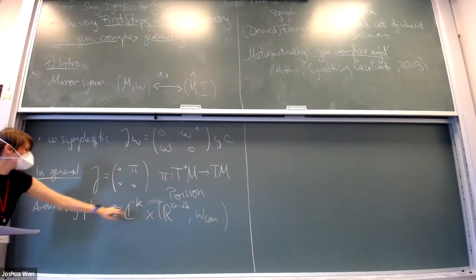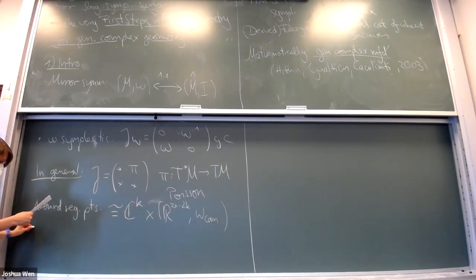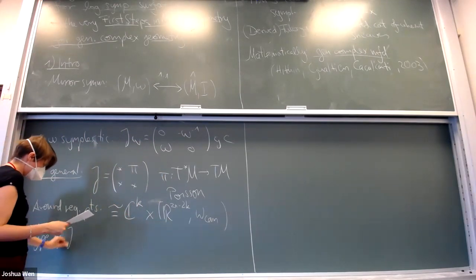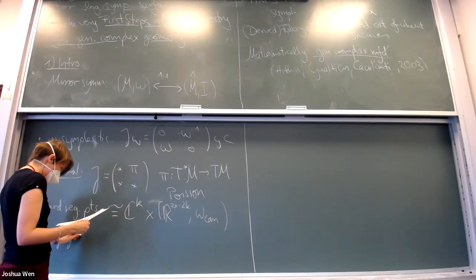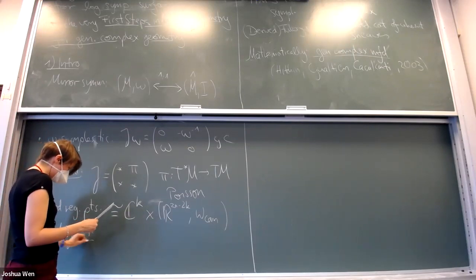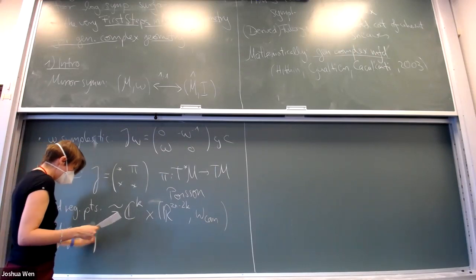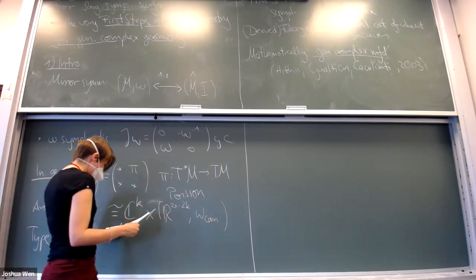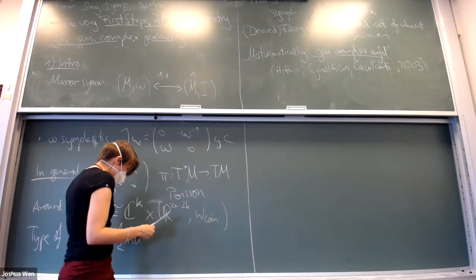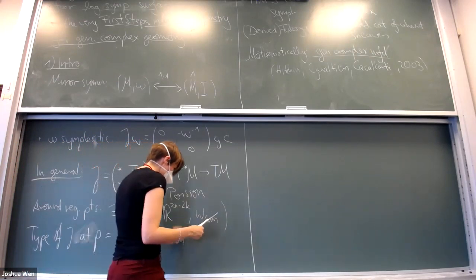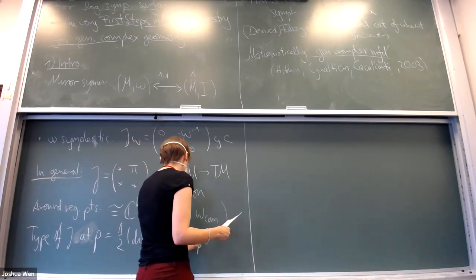Yeah, this rank here, the K, is a local invariant. That's called its type. So the type of J at a point P is 1/2 the dimension of M minus the rank of phi.